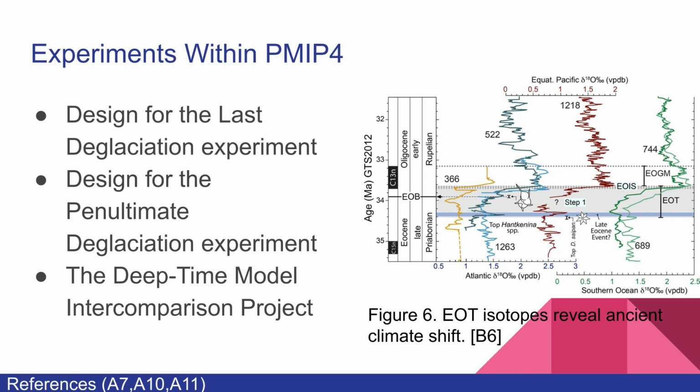Some notable PMIP-4 experiments are the design for the last deglaciation experiment, the design for the penultimate deglaciation experiment, and the Deep Time Model in Comparison Project, also known as Deep MIP. Figure 6 is a part of Deep MIP, which focuses on the Eocene-Oligocene transition.